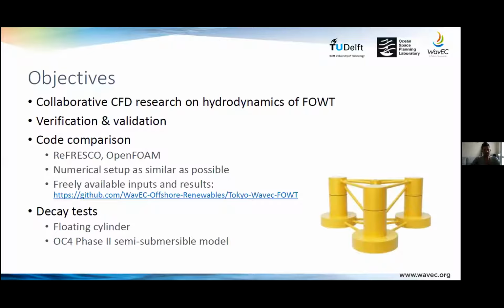Now, the test cases that we have selected are decay tests. The first exercise starts with a simple floating cylinder, and in the following, the model-scale platform of the OC4 semi-submersible platform that you can see displayed here at the corner.